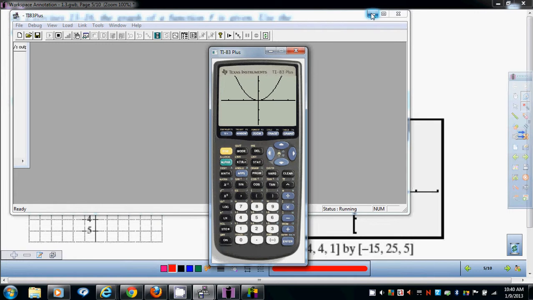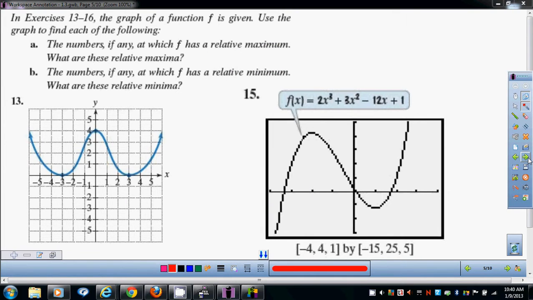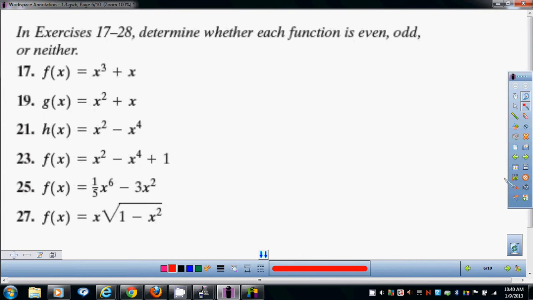Now that's how you can look at a graph and figure out if it's even or odd. But looking at a function to determine it, just look at the exponents. If they're all even, then it's an even function. If they're all odd, it's an odd function. Or if they're a mix, then it's neither. So, what do you think this one would be?